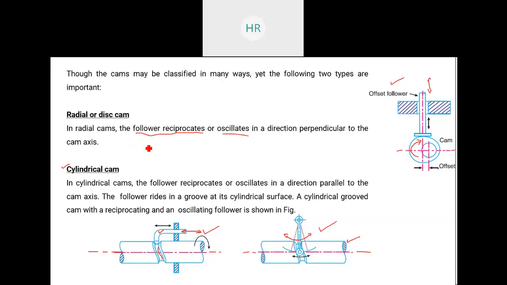There are many more classifications available in books based on the dwell motion or return motion. But these two are very important. You may find different classifications also in books.